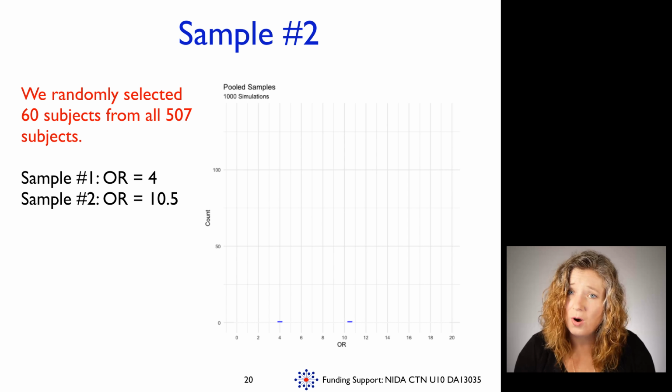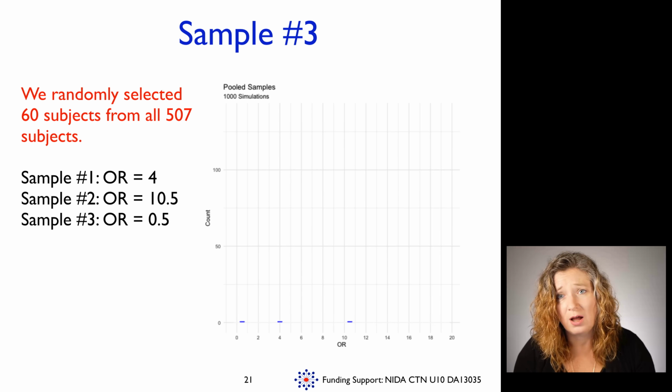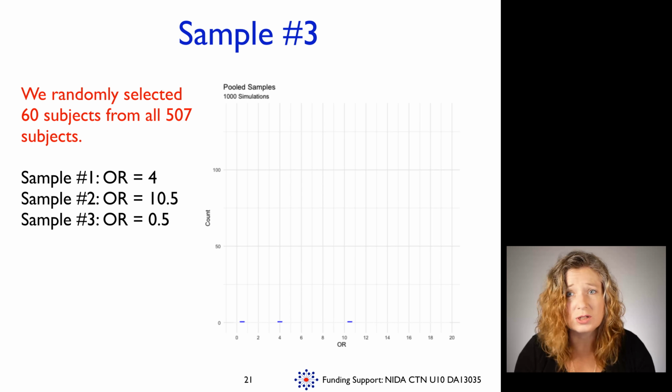So we did it the third time. And the third time when we selected 60 subjects again from 507, we obtained an odds ratio of 0.5. In the third sample of 60 subjects, the treatment was actually worse than tau because of random chance. We accidentally picked subjects who didn't perform very well on treatment, and we accidentally picked subjects who did really well on tau. So the treatment, because of random chance, was disadvantaged.